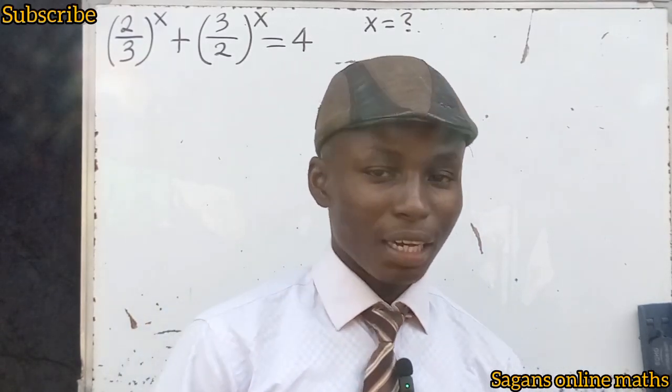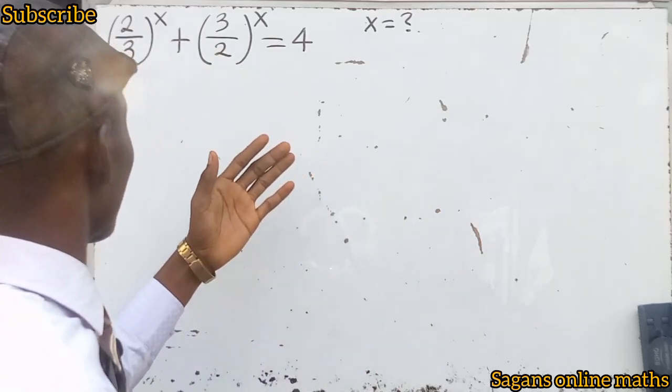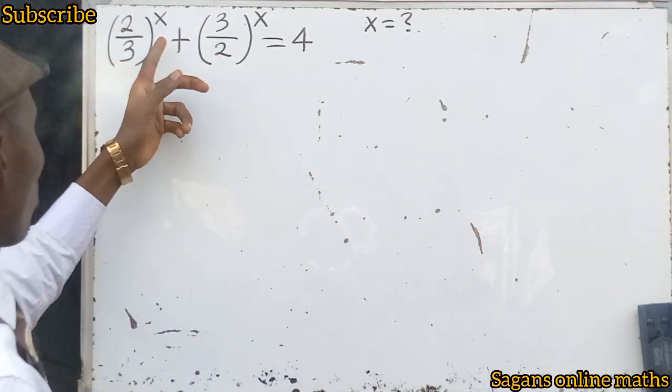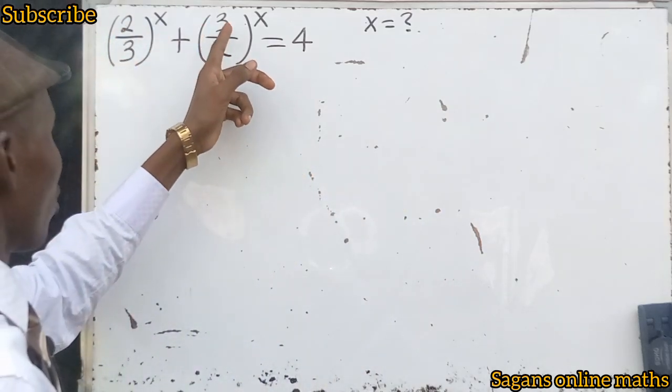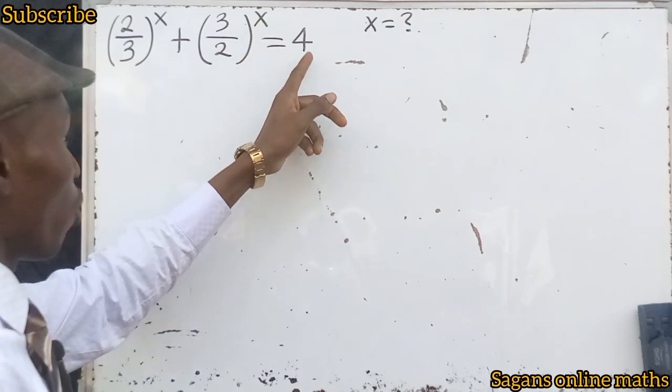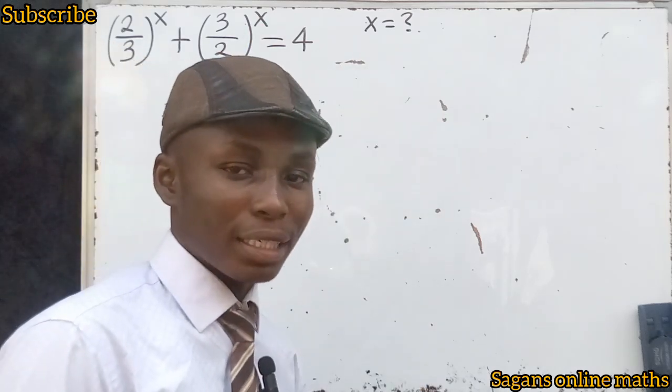Let's solve this question together. Now we are given (2/3)^x + (3/2)^x = 4. We are asked to look for the value of x.